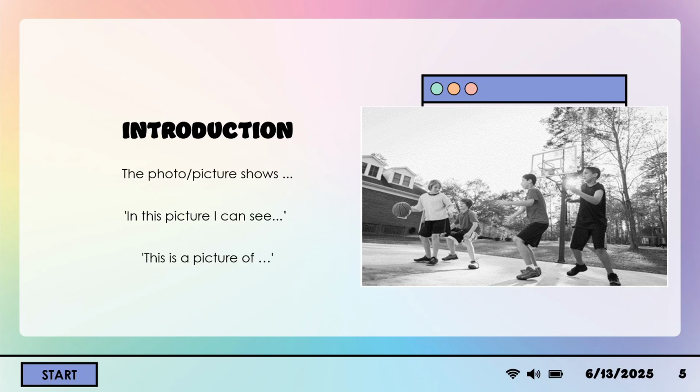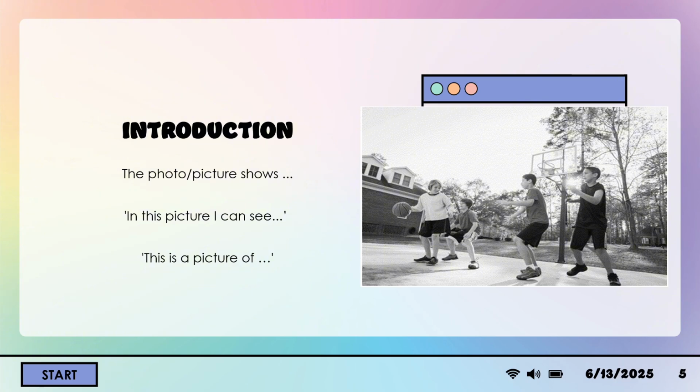So how do you open? Like I said, you can use some of these phrases. The picture shows 4 boys playing basketball in the back area. Maybe you can say, in this picture, I can see one boy holding the ball, trying to dribble, for example. Or, this is a picture of a group of friends playing basketball on the lawn. You open with something like that. For example, I can see one of the boys trying to defend, while one of the boys is trying to dribble into the point, something like that.